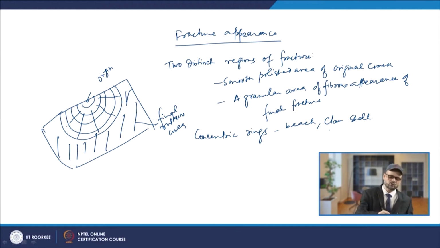Apart from that, you also have radial patterns. These lines move towards the origin, so basically they show where the fracture has originated. By looking at the surface, you can have an idea about the origin of the initial fracture, and that is how you can know the location of the fracture.